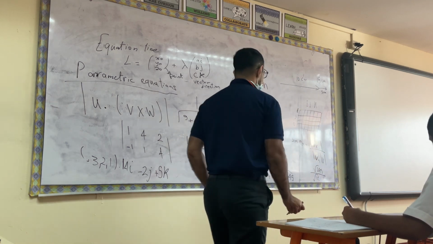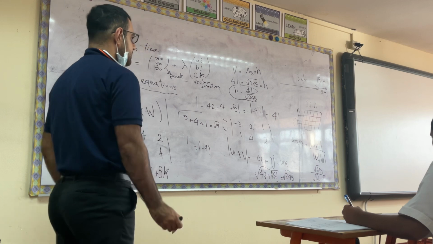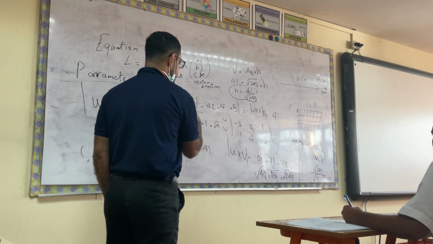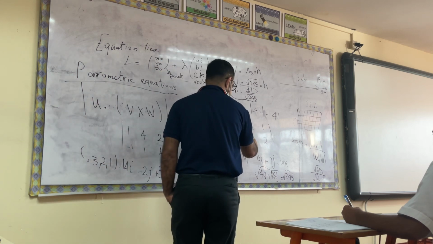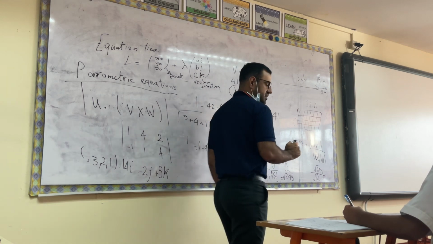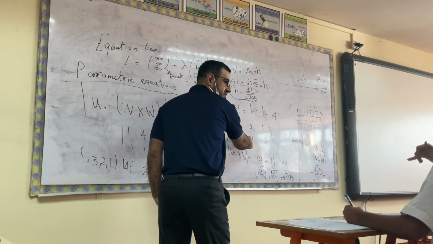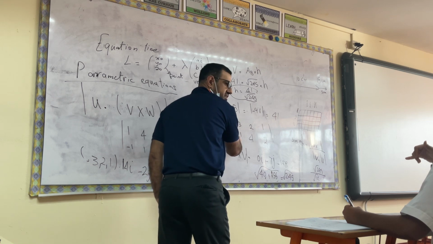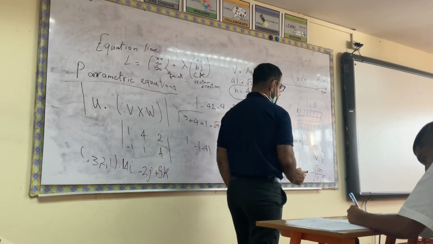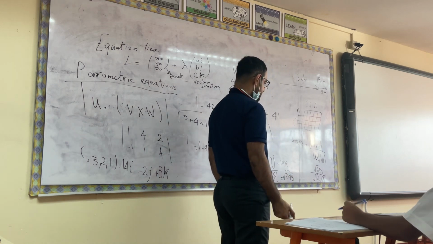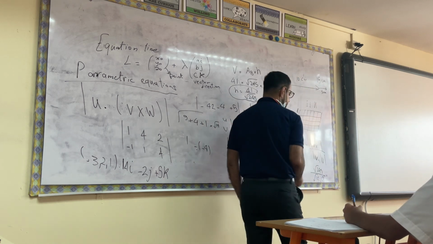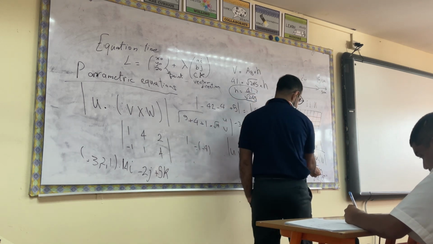And the magnitude of v, how much is it? V is this one. 16 plus 4 is 20, 20 plus 1 is 21. So root 21, right? We don't have the Indian calculator. You can find the answer using a calculator, and that's it.